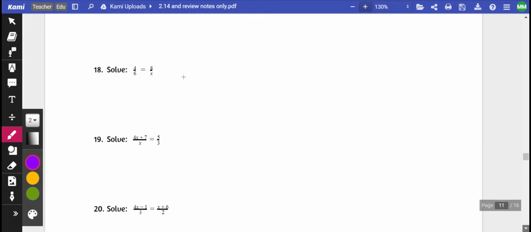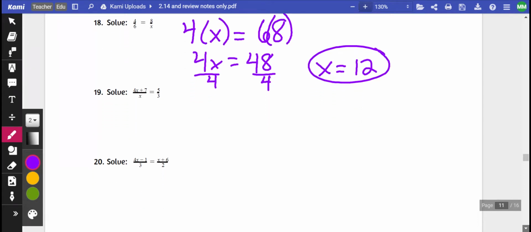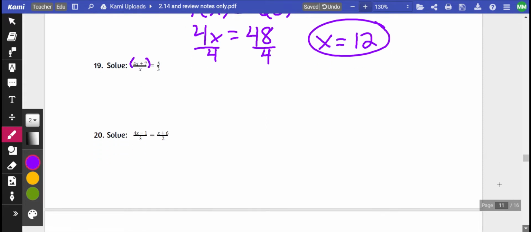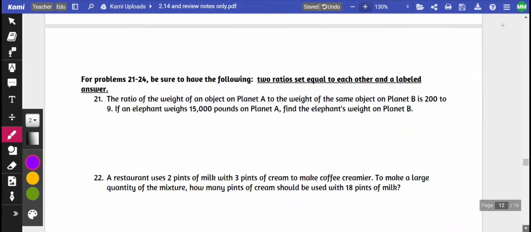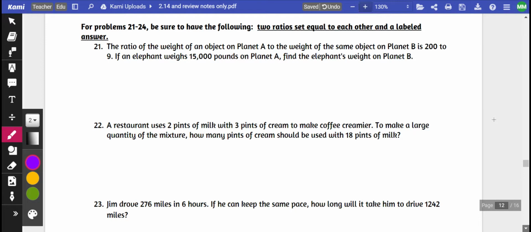For 18, you would have 4 times x equals 6 times 8. So 4x equals 48, and then divide both sides by 4. You would get 12. Make sure that you're careful on ones like 19, because you're going to use parentheses around the 4x plus 7. But let's go ahead and do a few practice ones starting on that next page where you have number 21.